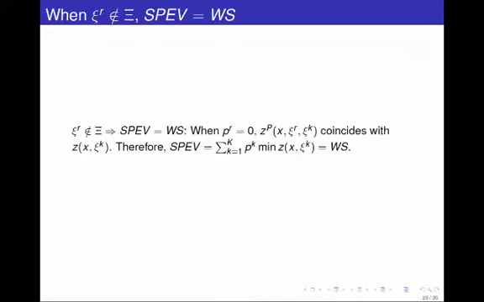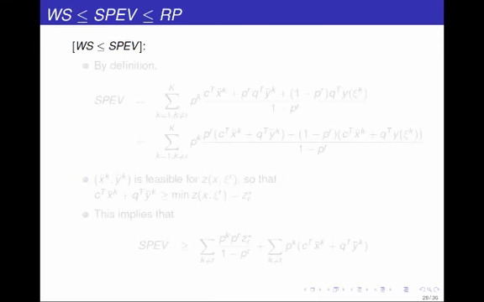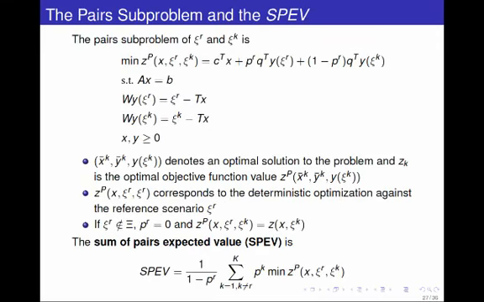So ZP of X, Xi R, Xi K is the oracle solution for scenario Xi K, if the reference scenario is not in the scenario set. That's what I'm trying to convince you. Let's look at what happens in the objective function. When PR is 0, this term goes away, and we're left with this guy. The oracle problem looks like this. The only difference being that in this pairs problem, we have a bunch of constraints over here.